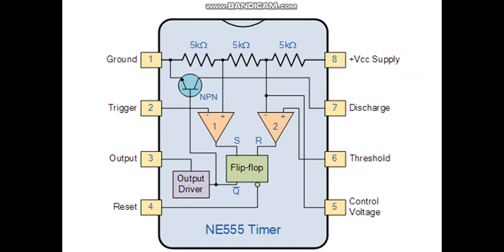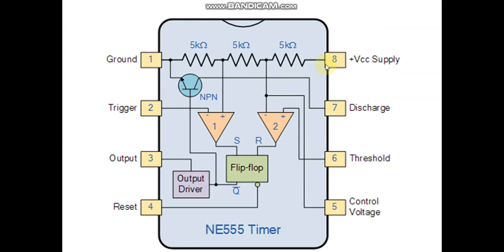Next pin is the discharge pin, and here the discharge pin is connected directly to the collector of an internal NPN transistor, you can see here, which is used to discharge the timing capacitor to the ground when the output at pin number 3 switches low. When the output is at low, that means this is at high, that is the internal driver, and this helps switch the capacitor to discharge into the ground.